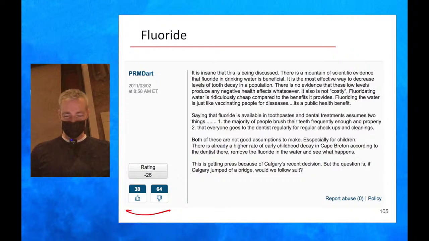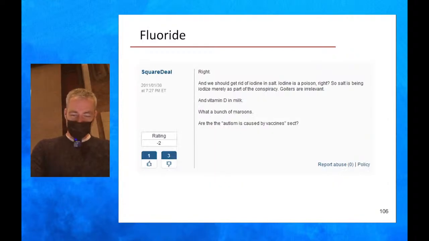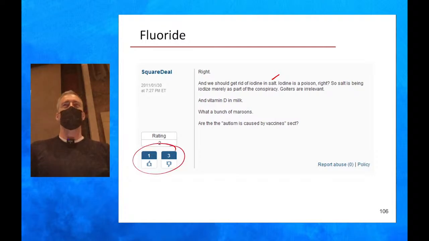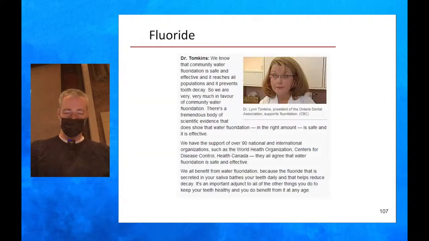Anti-fluoride? No, I don't know. I like this one, too. We should get rid of iodine and salt. Iodine's a poison, right? So salt being iodized is part of the conspiracy. Vitamin D in milk, etc. I mean, it wasn't a very well-written comment, but anyway.